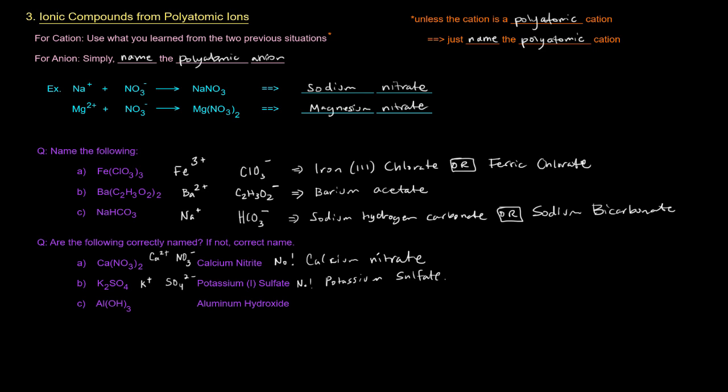Now this one, we've got Al, that's aluminum. Aluminum has a +3 charge. OH-, that's hydroxide. So aluminum would just be named aluminum. That part's right. Hydroxide is the name of the polyatomic ion. Aluminum hydroxide? Yeah, that one's correct. That one doesn't need to be changed.